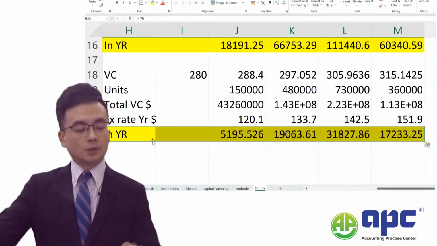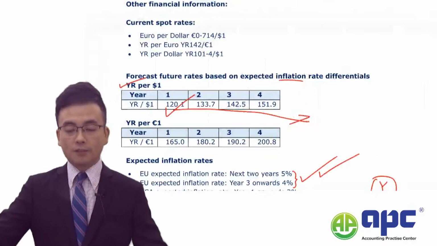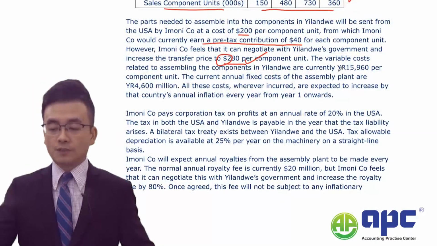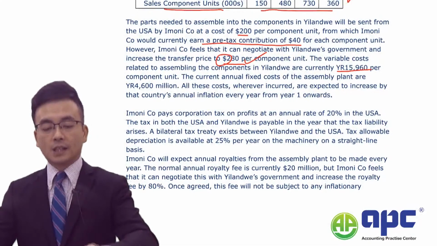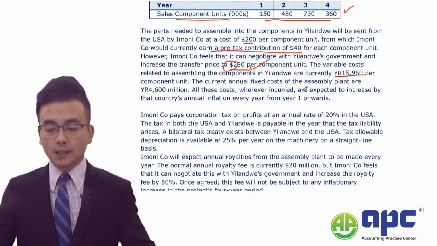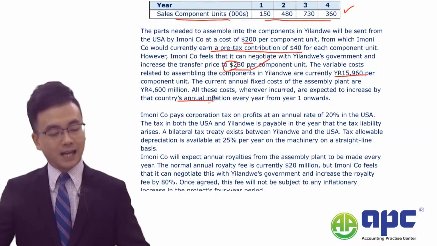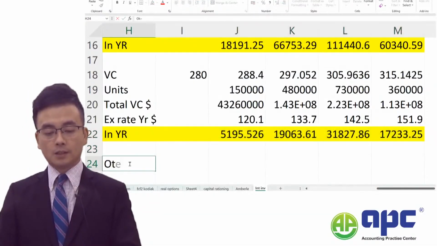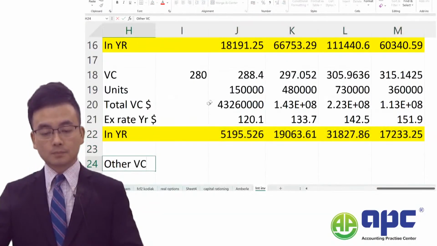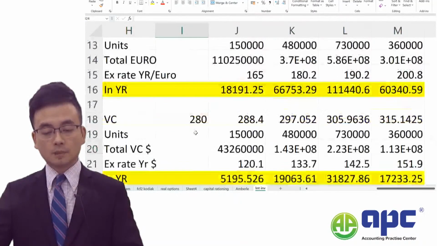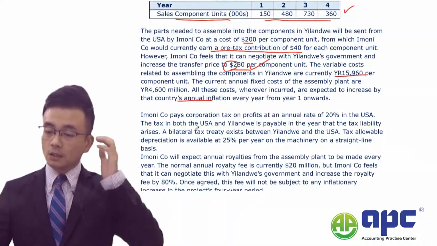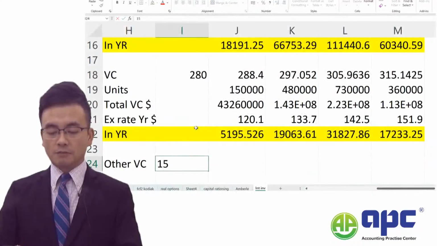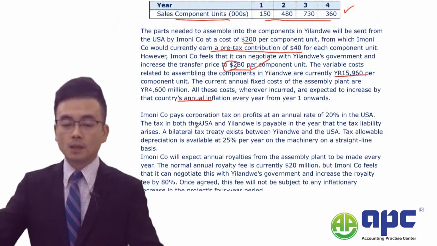So these are the total variable costs here. Now, how about other variable costs? Because we're told the other variable costs are currently 15,960 per unit, expected to increase by the country's annual inflation. And that's why we would like to say that other variable costs, again, currently have nothing to do with the exchange rate because it's in YR currency. So currently 15,960. How about in year one?